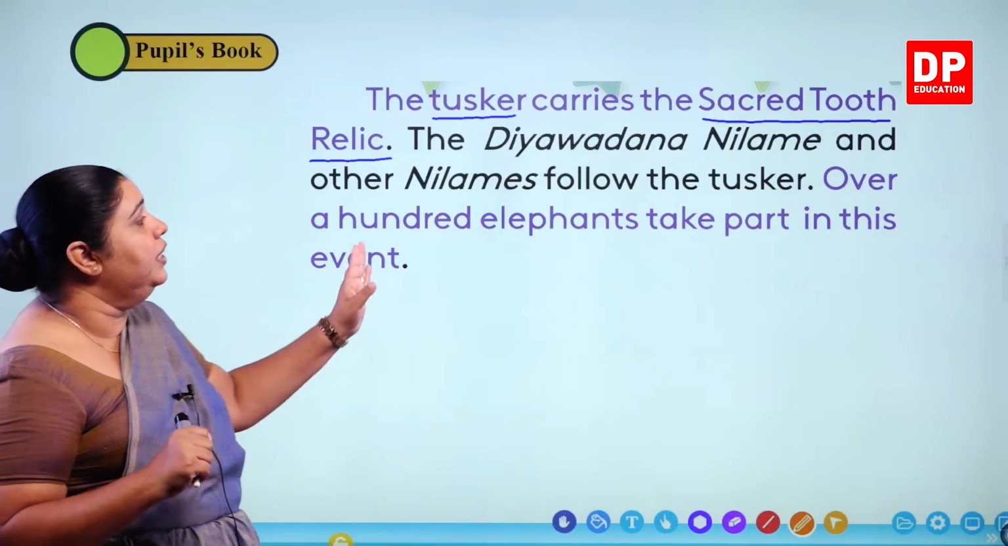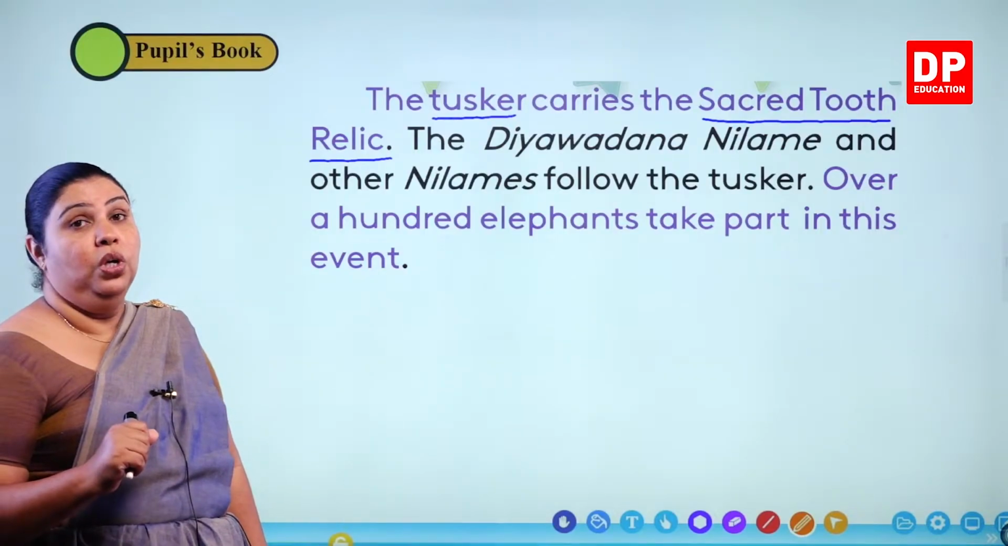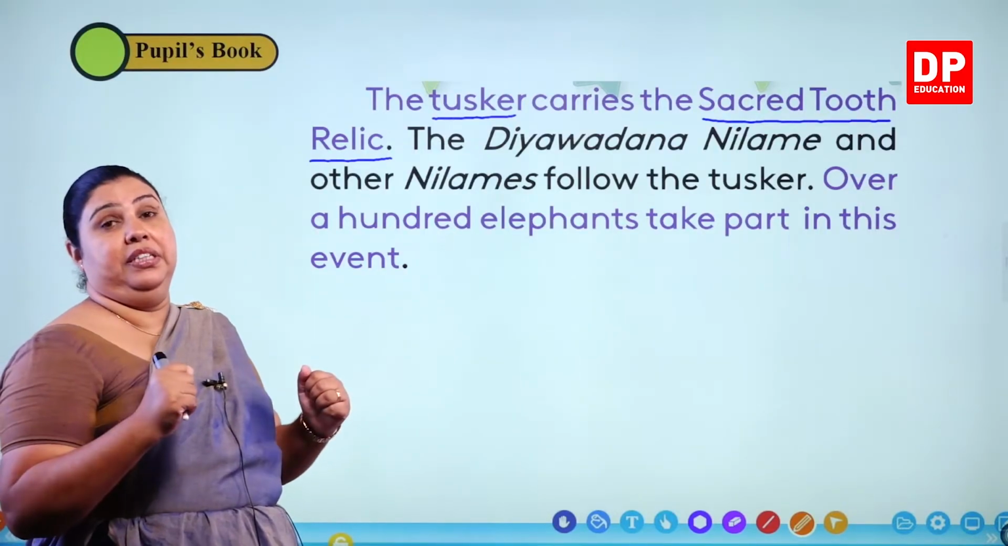Over 100 elephants take part in this event.